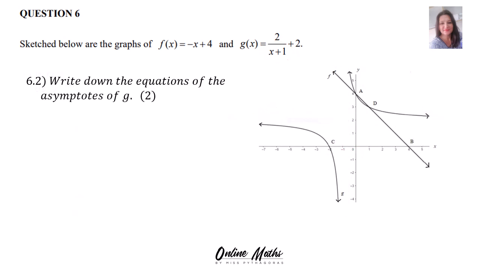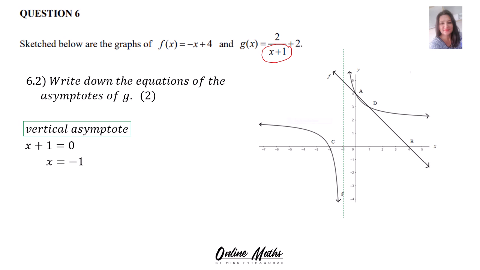Question 2. Write down the equations of the asymptotes of g. Now, I've answered the question halfway already. First of all, let's zoom in on the vertical asymptote. Now, the vertical asymptote, as I said, we find there under the line. So I said x plus 1 is equal to 0, therefore x is equal to minus 1. This line over there, that's your vertical asymptote. X is equal to negative 1.